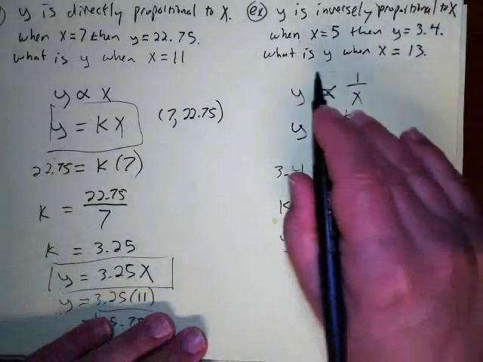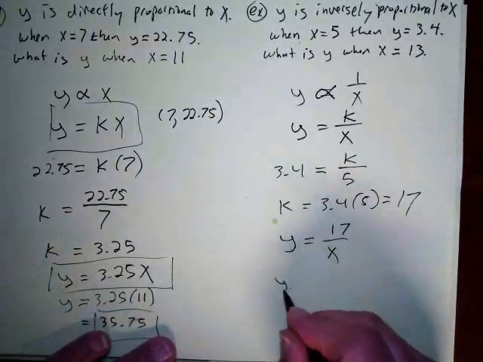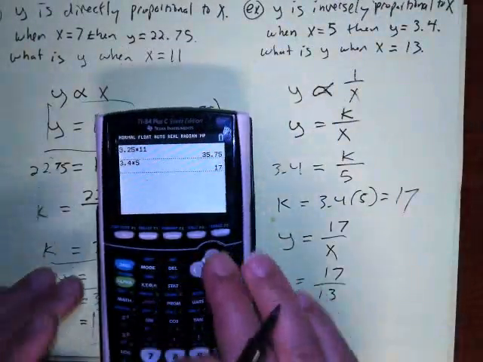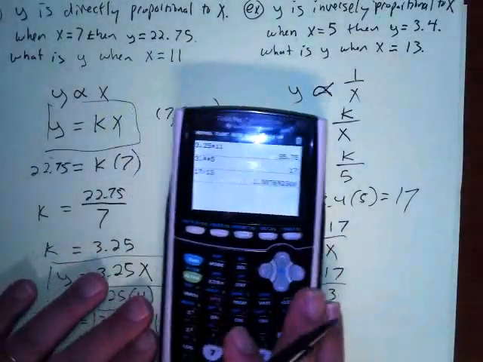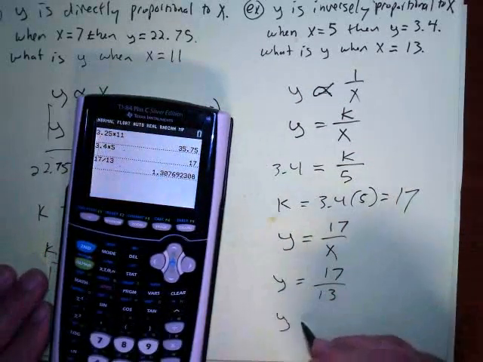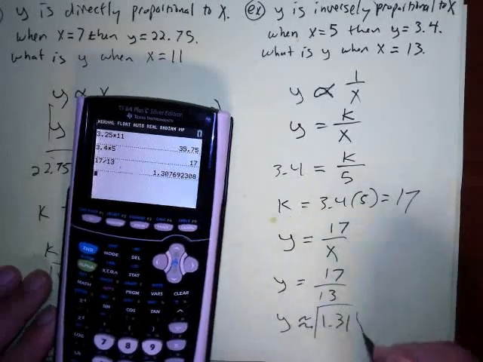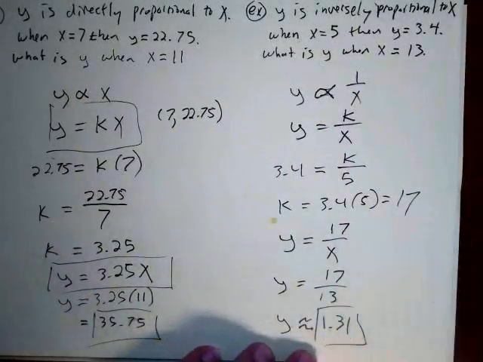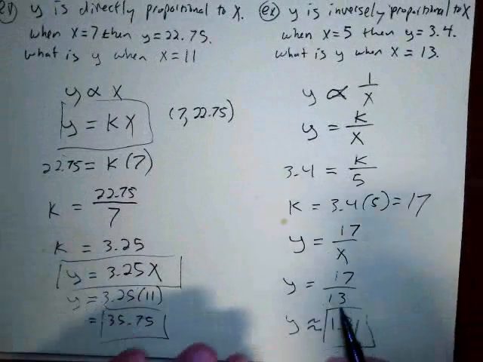Now I can answer the question. It wants to know what is y when x is equal to 13. All I need to do here is plug in 13 and I can figure out what my y is. So 17 divided by 13. Notice this is kind of a messy number, so maybe I'll round it to 2 decimal places. And what I get is 1.31. Again, you want to get in the habit, if you're having to round, if your answer is a repeating decimal like this and it's messy, and you're going to round, use this.